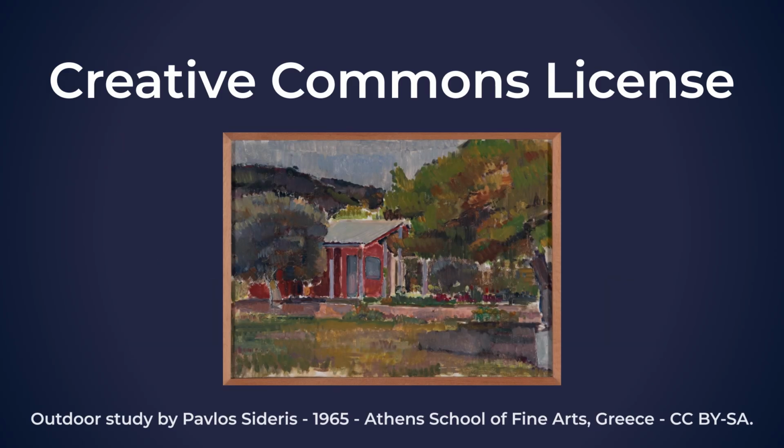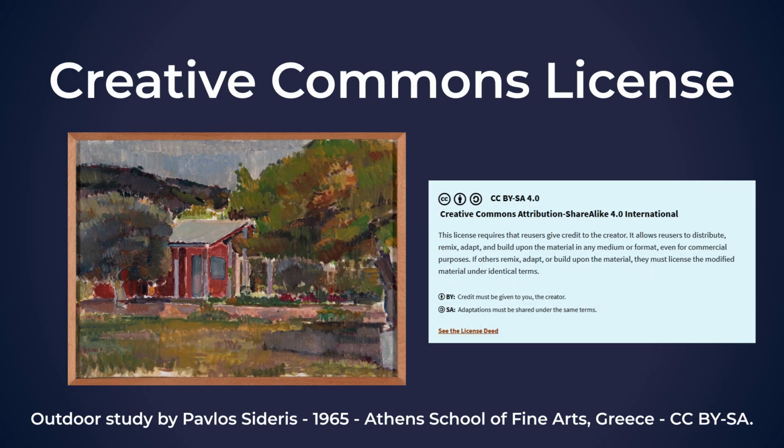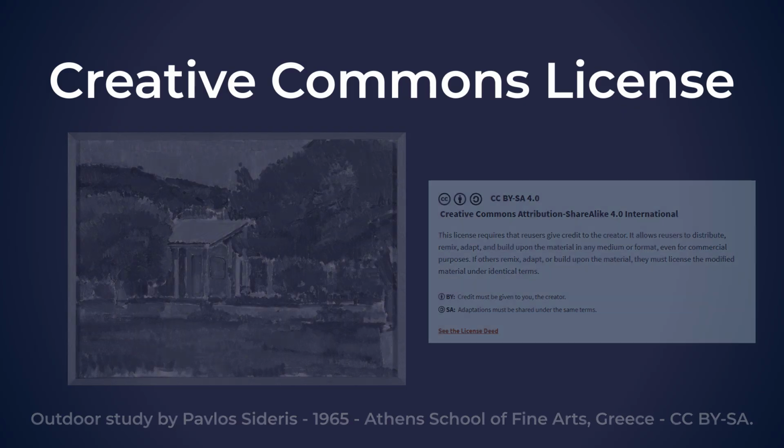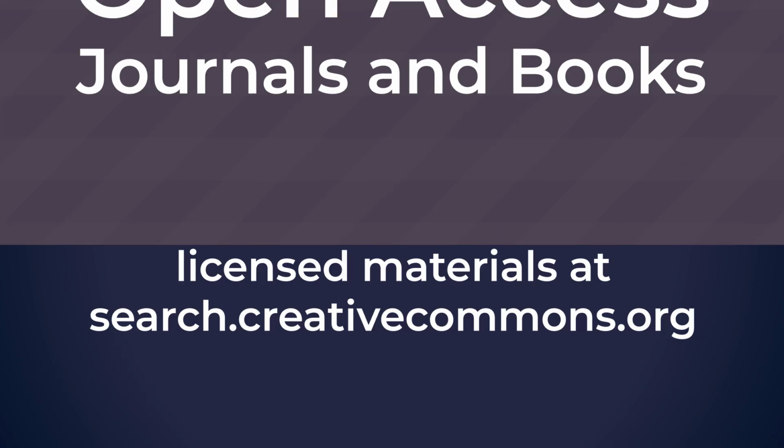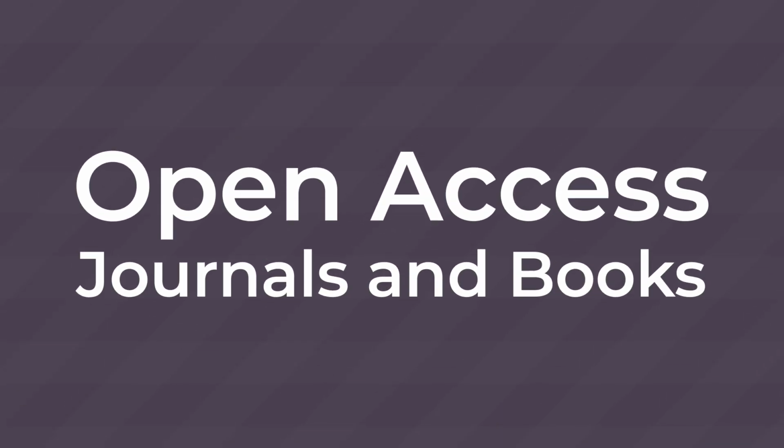For example, this image has an attribution share-alike license. So, I can copy and modify the image, as long as I give credit to whoever created the original image, and I would also have to share my modified image with the world using the same attribution share-alike license. If you'd like to find material with the Creative Commons license, you can visit search.creativecommons.org.